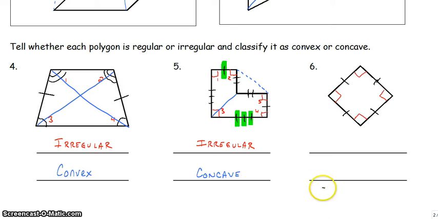Go ahead and try to fill in regular or irregular for number 6, convex or concave for number 6. Press pause while you finish that and come back to check your answer.